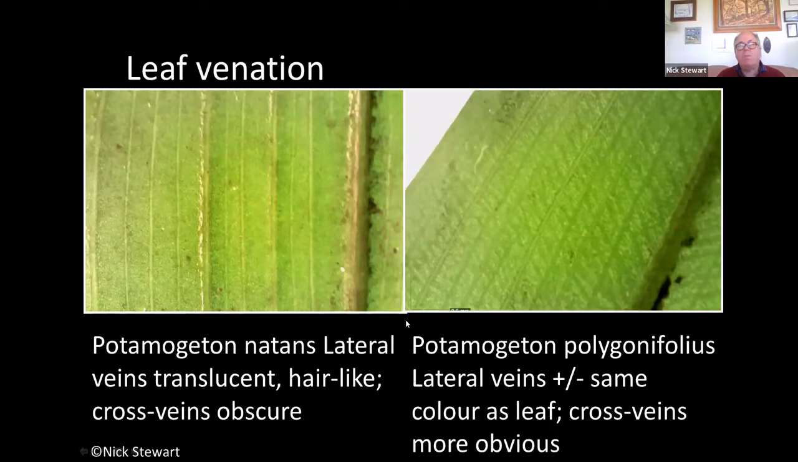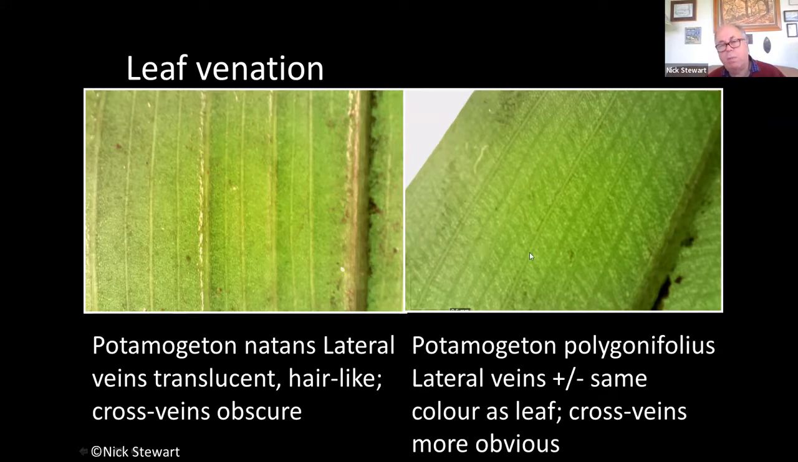And you can even do them if you only have a single leaf washed up on the edge of the lake. You can do them just by looking at the venation of the leaf. In Potamogeton natans, you get the longitudinal veins running sort of parallel all the way up the leaf, tend to be just paler than the surrounding leaf, and it looks almost like translucent hairs. And the cross veins, if you get a hand lens, you can actually see the cross veins, but they're very obscure.